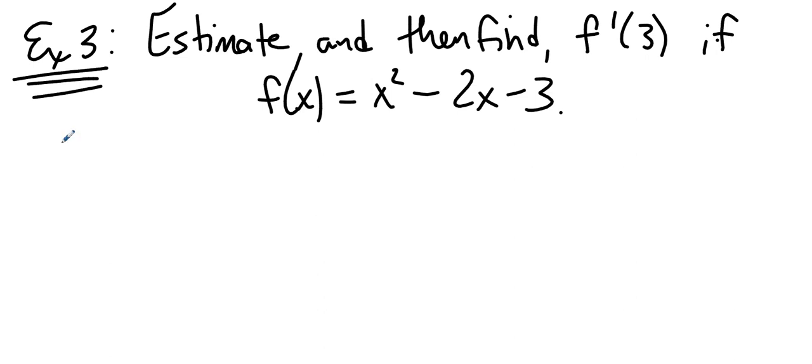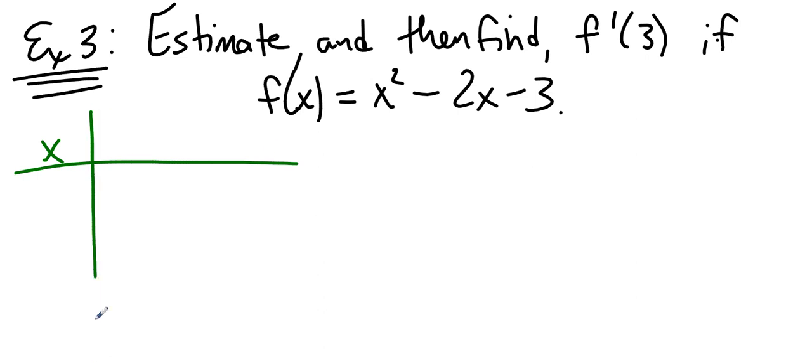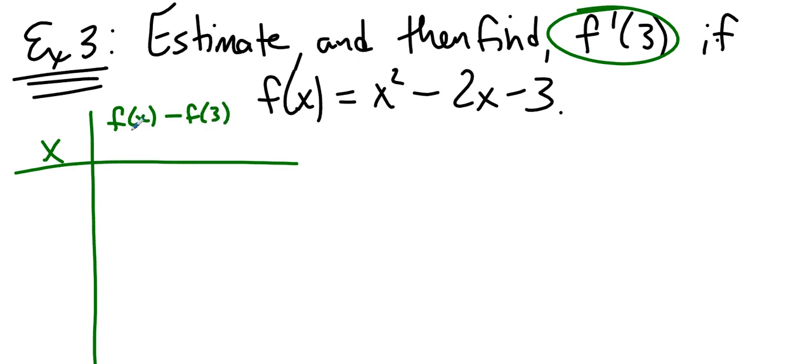So what we could do on the estimating front is pick some numbers that are really, really close to 3. I mean, we're looking to see what happens at x equals 3. We could pick some numbers really close to 3, and then figure out the difference quotient, f of x minus f of 3 over x minus 3. We could figure out what those are, and if we pick numbers that are closer and closer to 3, we could see what the slopes are getting closer and closer to.